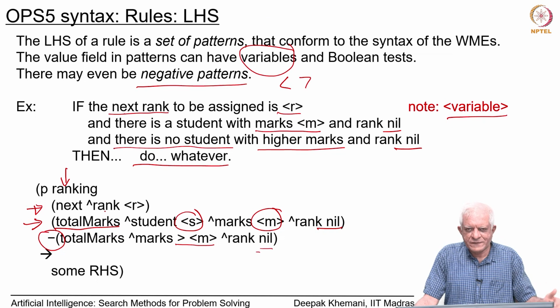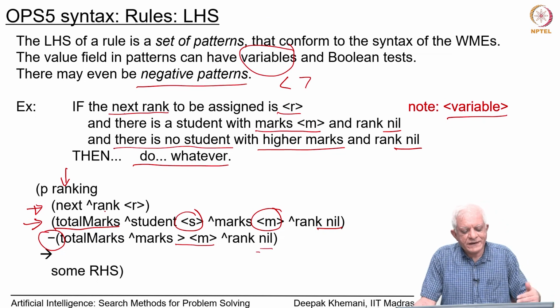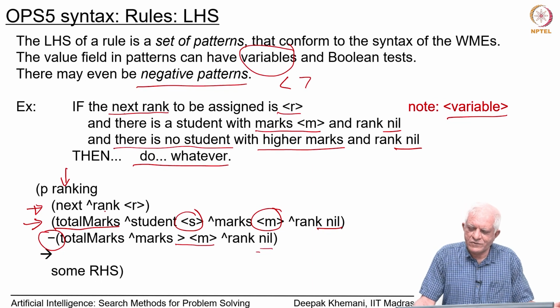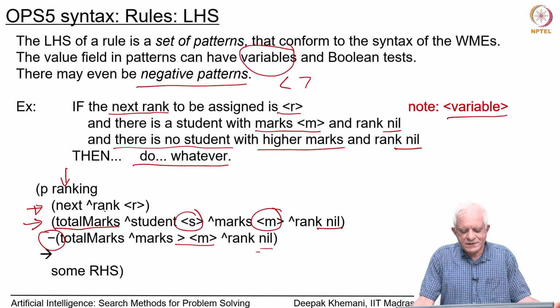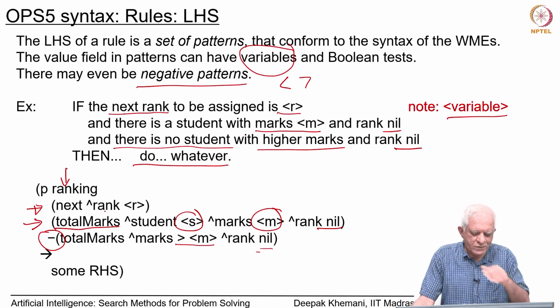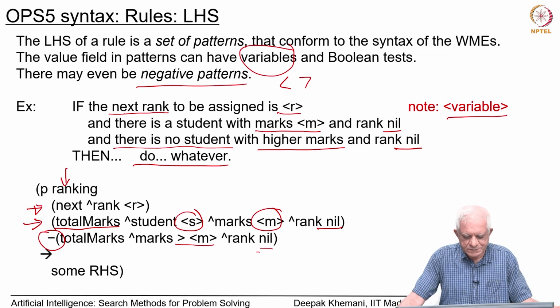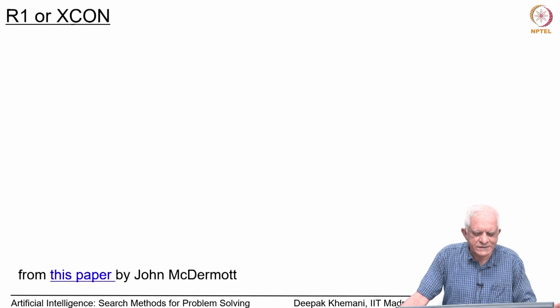So, in this example that we finished with, we said that this rule for assigning ranks says that if the next rank available is R and there is a student who has got marks M who does not have a rank assigned, and there is no student who has got more than M marks, then you are ready to assign rank R to student S. The S is a variable which refers to the student. It could be name, it could be roll number, it does not matter here. So, let us look at the right hand side actions.